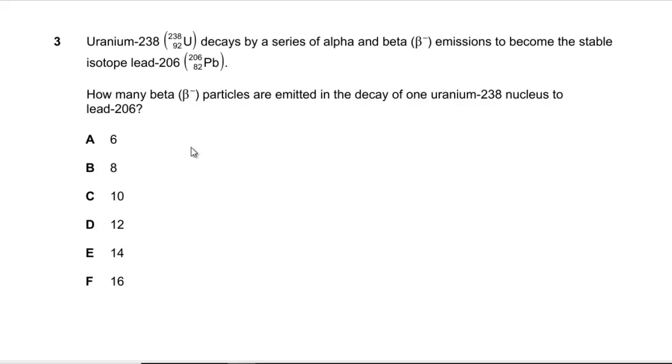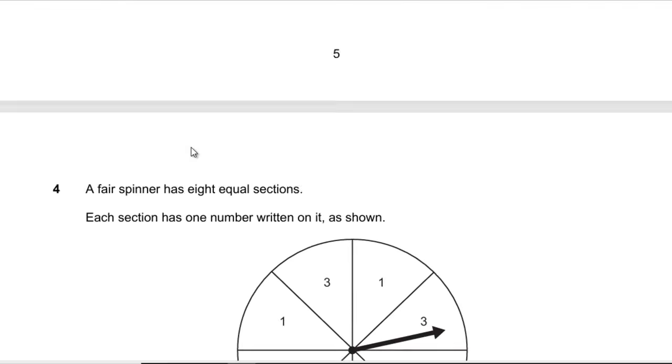Question 3. Uranium-238 decays by alpha and beta emissions down to lead-206. How many beta particles are emitted in the decay of one uranium-238 down to lead-206? Okay, so we've got a drop by, how many is that? 32 in mass number. So we're going to need 8 alphas, which is going to take 16 off the proton number. We only want to take off 10. We're going to need 6 betas. Get us back up there again.